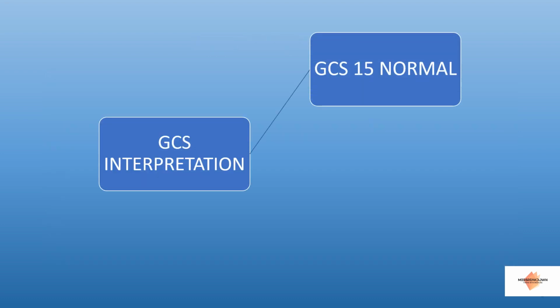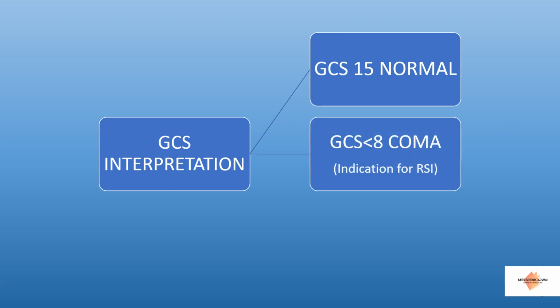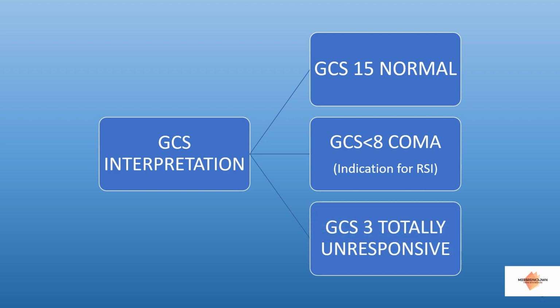GCS interpretation. GCS score of 15 is considered conscious patient. GCS less than 8 is comatose patient and an indication for rapid sequence intubation as there is loss of gag reflex. GCS less than 3 indicates that patient is completely unconscious. That is, even a dead patient has a GCS of 3.